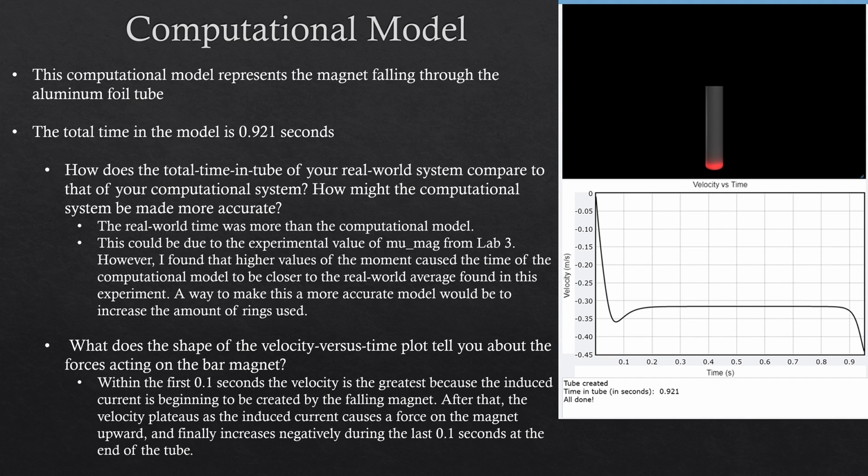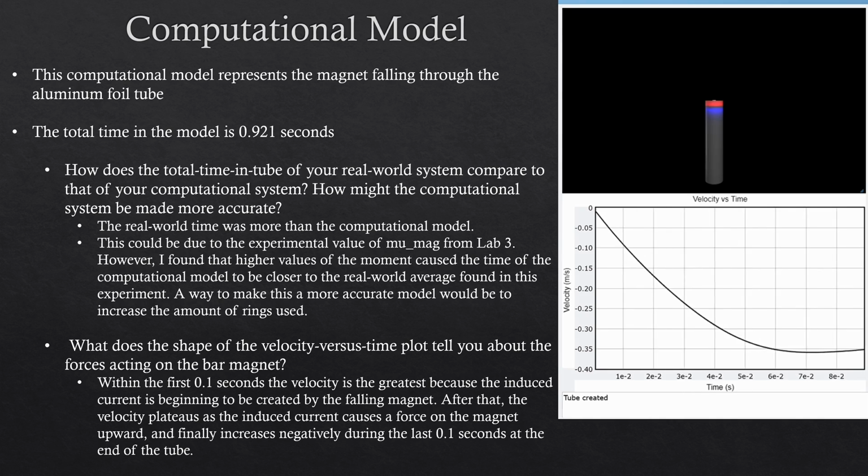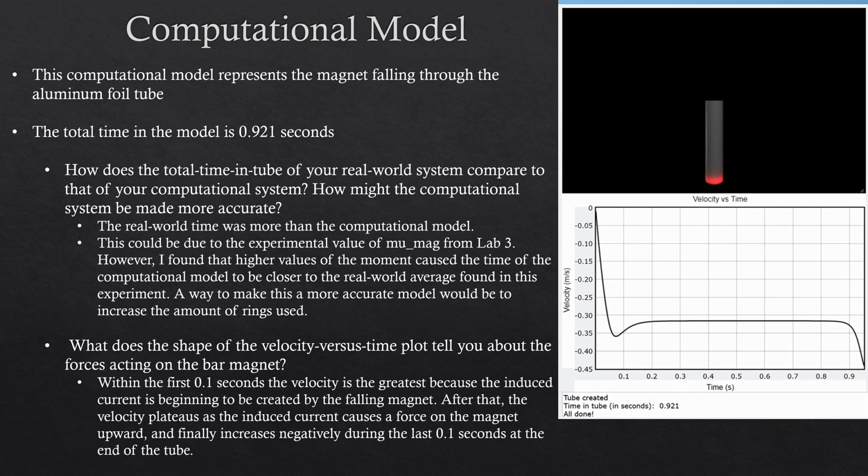This computational model represents the magnet falling through the aluminum foil tube. The total time in the model is 0.921 seconds. The real-world time was more than the computational model.